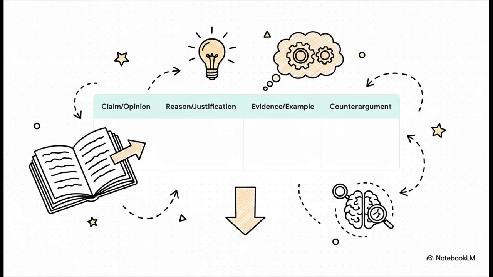And here's a super practical tool you can start using today. Instead of just highlighting or taking random notes, organize them into a simple chart like this one. What's the main claim? What's the reason? What evidence did they give? Did they bring up a counterargument? This simple act of organizing your notes forces you to think critically as you read.